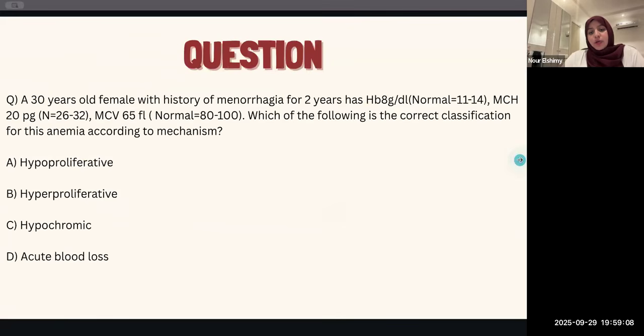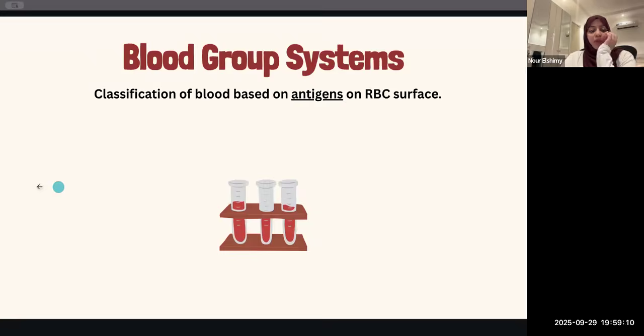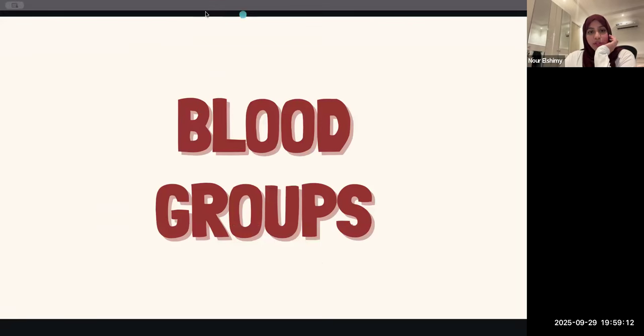Okay. Do you guys need a break or shall I continue? We're done with anemia and we just have the blood groups left. There's nothing much. So tell me, if you need a 5 minute break, we can do that.